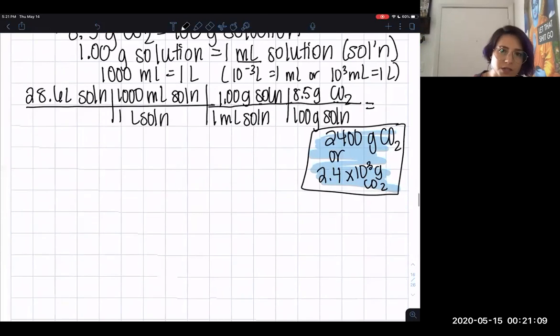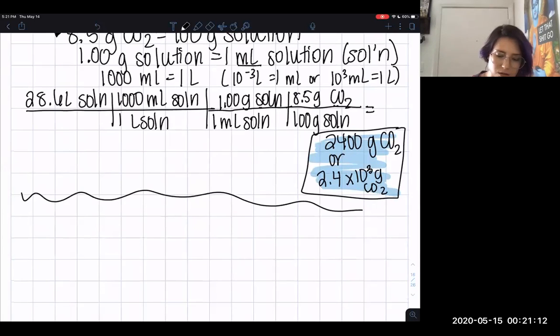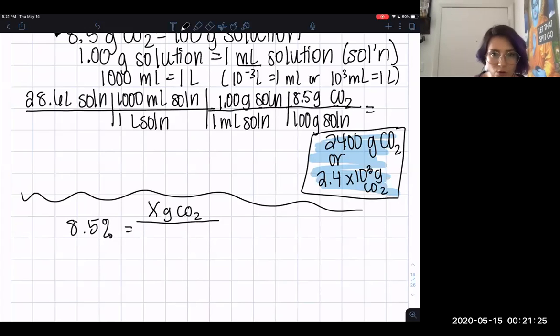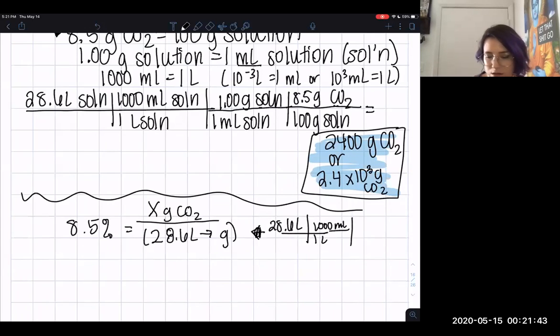So if I were going to solve this algebraically, it would be 8.5%, plug that in, is equal to grams of CO2, that's going to be our x, over your solution total. So that's going to be your 28.6 liters, but you have to change that to grams. So you have to do a conversion for that first. We'd have to do 28.6 liters. 1 liter is 1,000 milliliters. A milliliter is a gram.